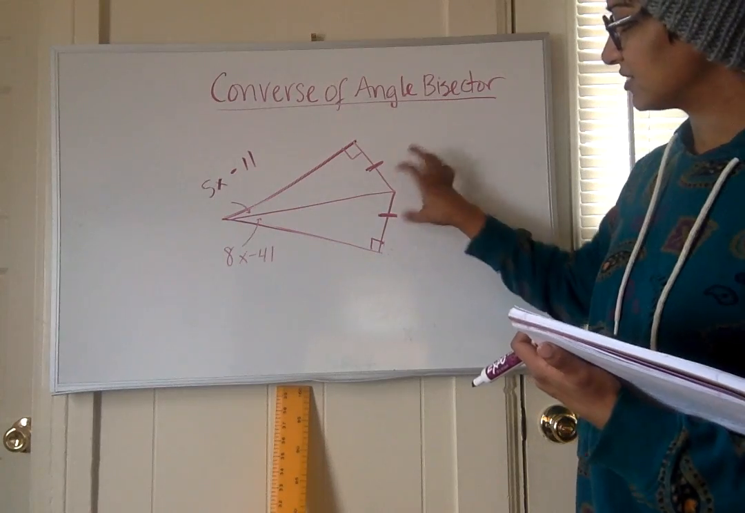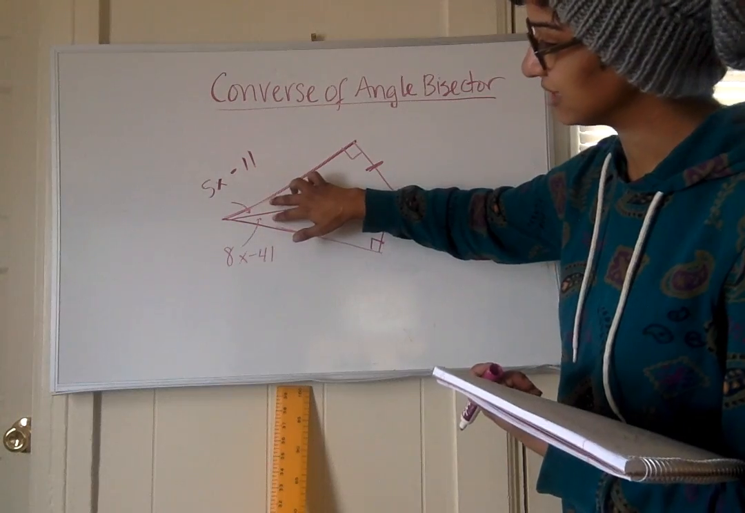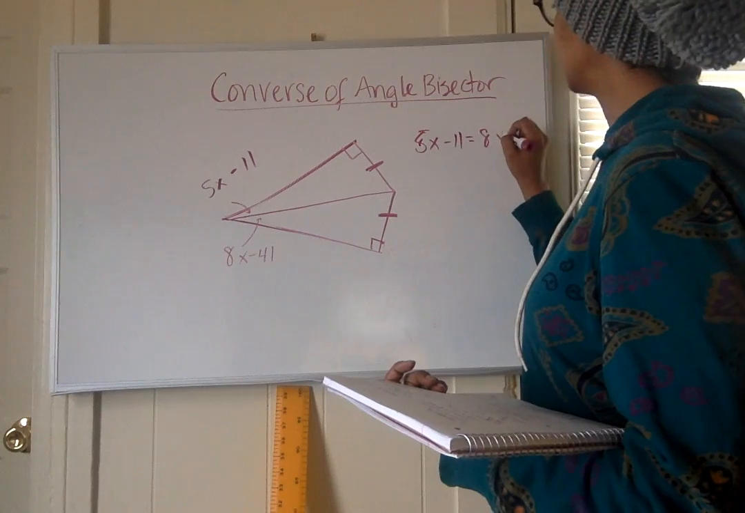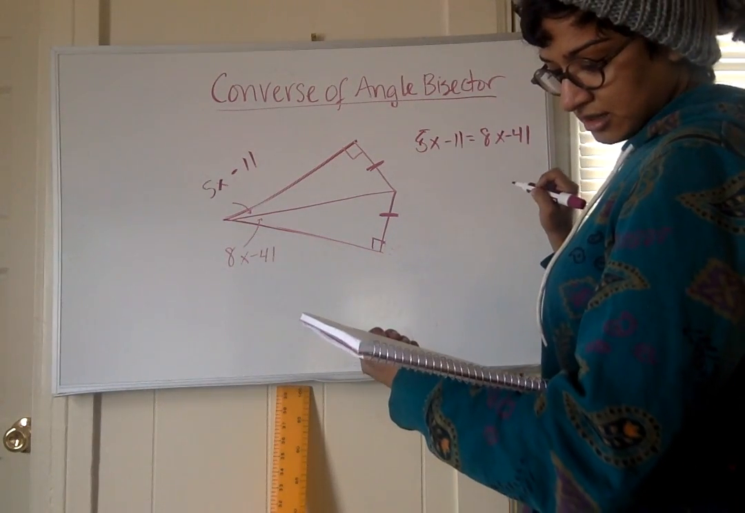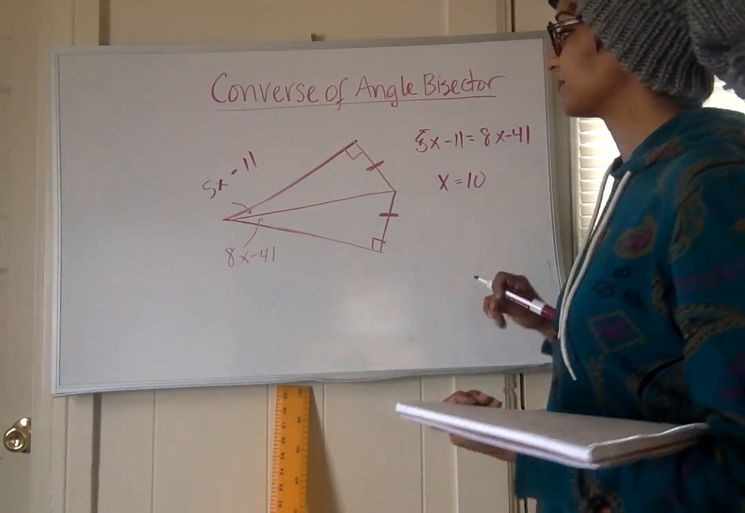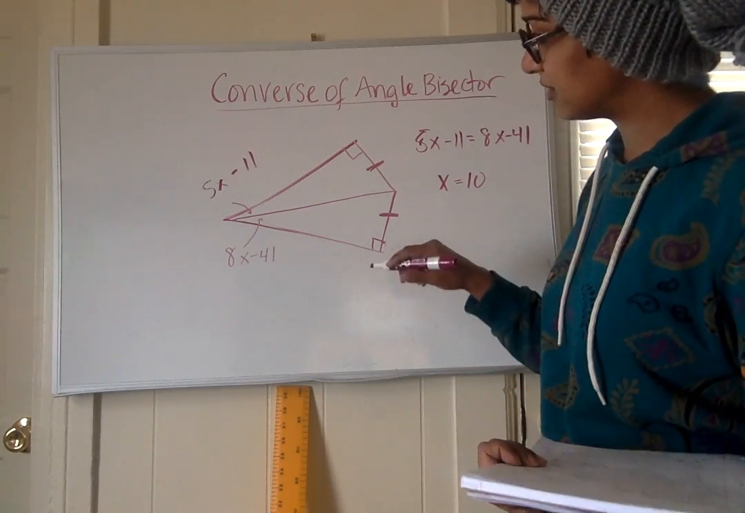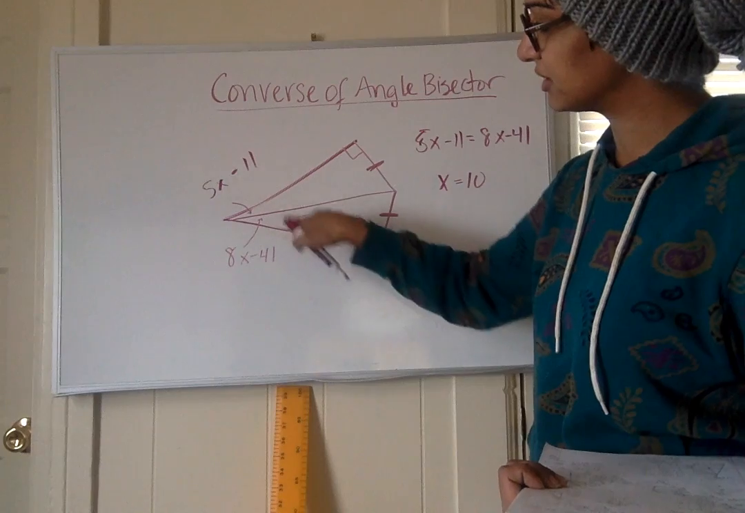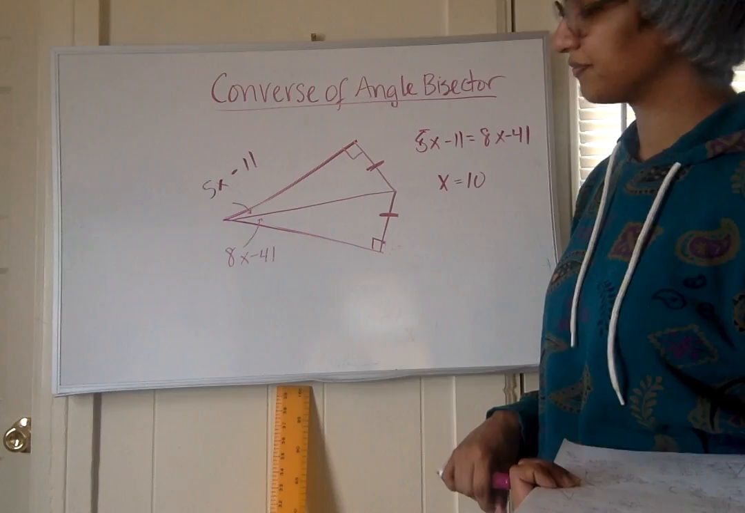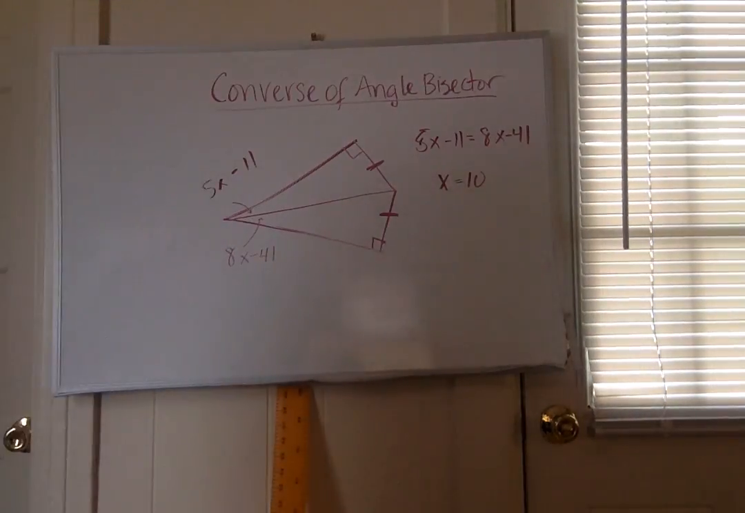So if these sides are congruent, then this line is an angle bisector, which means that these two angles are congruent. 5x minus 11 equals 8x minus 41. And doing all the work, I get x equals 10. Okay? So if I plug it into this one, I'll find out what this one is. Well, I don't need to plug it into this one. These two are equal, right? Okay, so that's angle bisectors.